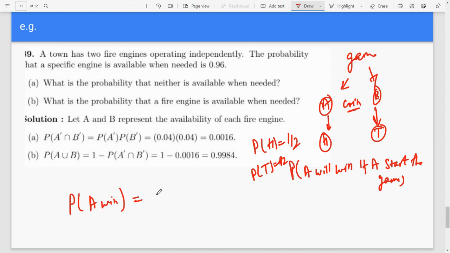So let's say A just plays the game. It may happen that it's a head only. If it's a head, A will win. If it's not a head, A will lose the game. So there are two possible ways at any point of time: either a head wins or there is no head. If it's a head, then it's the probability of head. If it's not a head, then it will be the probability of tail.